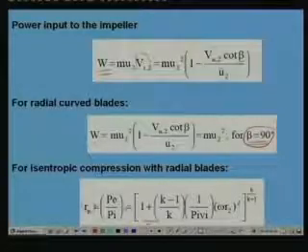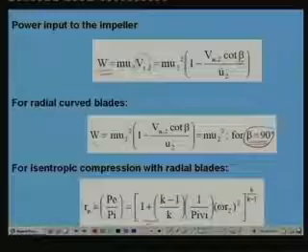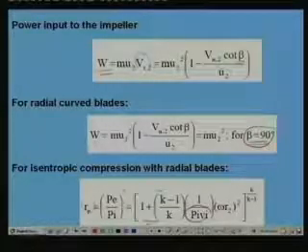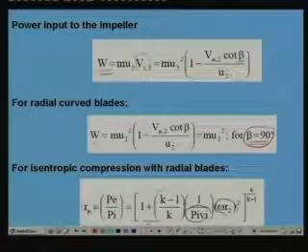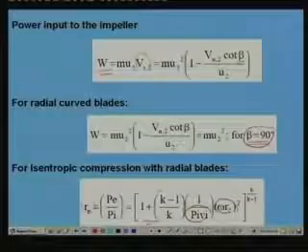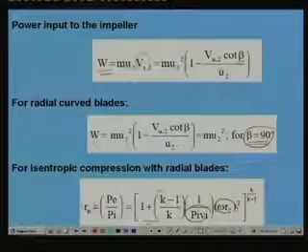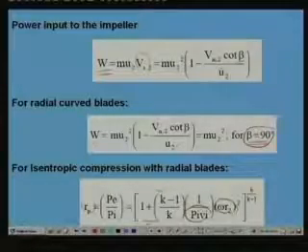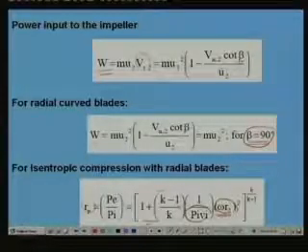And for isentropic compression with radial blades, we have derived this equation, which gives the ratio of the exit pressure to the inlet pressure as a function of the inlet parameters Pi and Vi, isentropic coefficient K, and the tip speed, omega into R2 squared. In the last class I explained that when you fix the inlet condition, that means Pi and Vi are fixed, and if you also assume that K is constant, you can see that the pressure ratio is purely a function of the tip speed of the impeller.